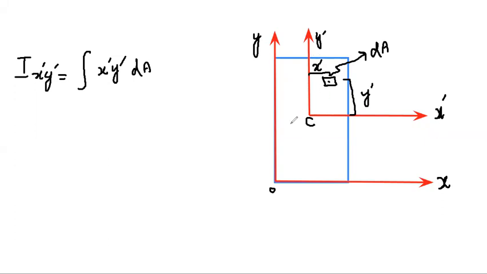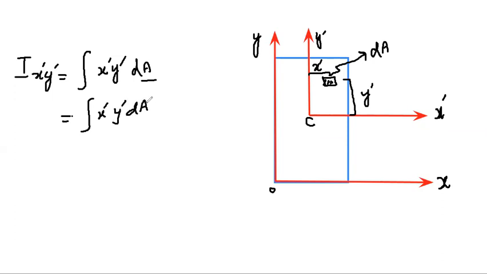Okay, so as far as this element is concerned, this is our area element. So we can write in our formula, this is the integral of the x coordinate of the centroid of the small area element as measured from the x prime axis. We write this as x prime y prime dA.